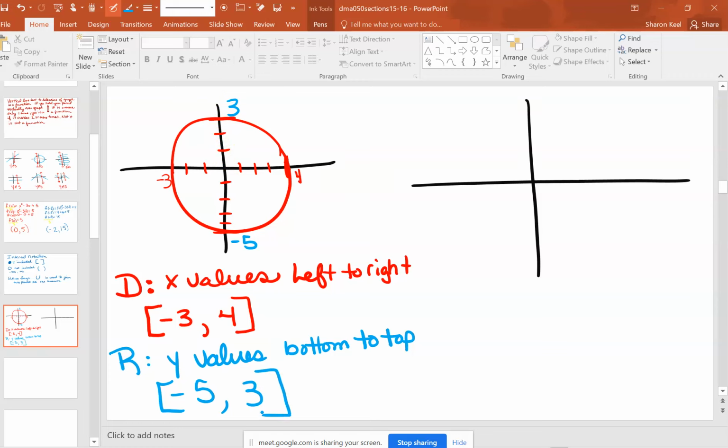And we would use square brackets with both of those. Domain and range are always small to large. So domain is read left to right, range is read bottom to top.